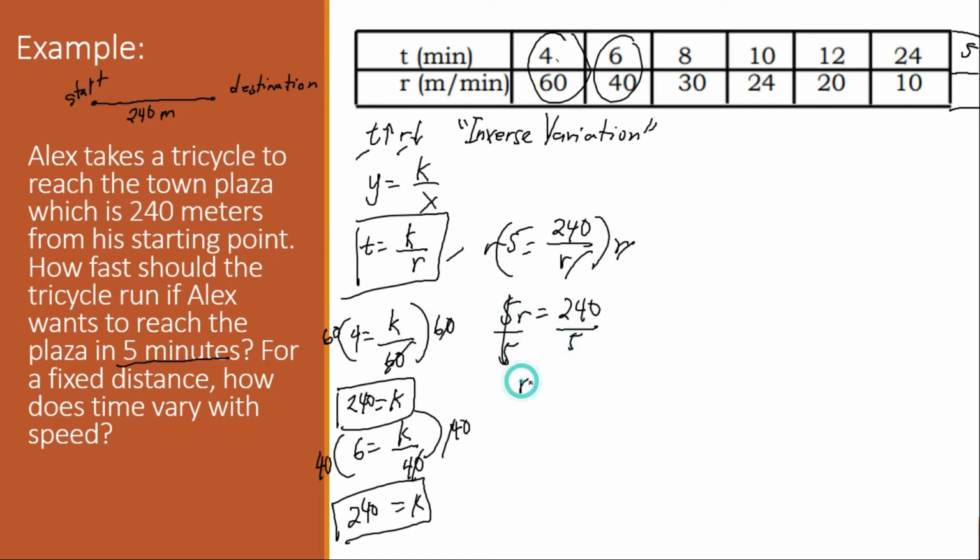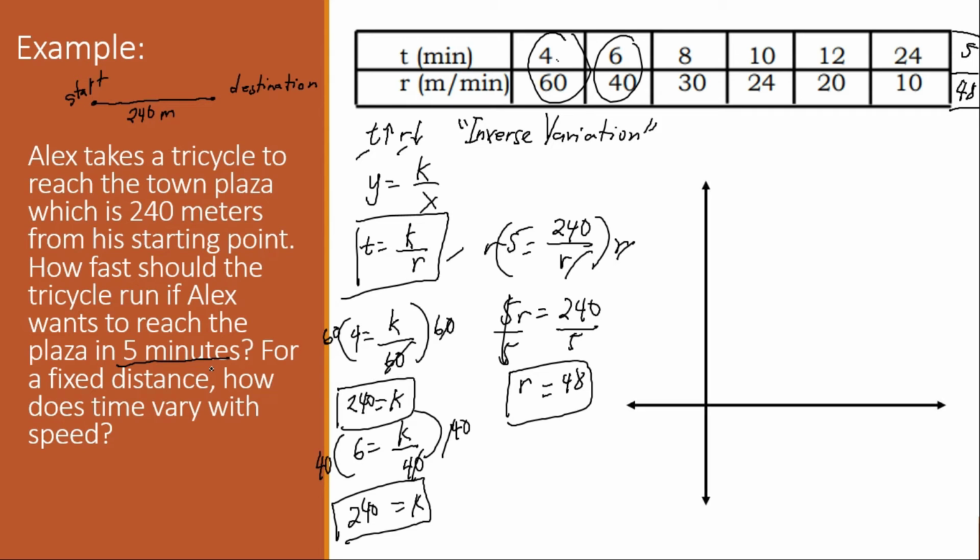Kaya, ang magiging r natin is equal to 48. So, ang biyahe natin dito sa ating hinahanap ng problem will be 48 miles para marating niya yung destination niya in 5 minutes. Ngayon, ipakita din natin yung graph ng ating inverse variation.